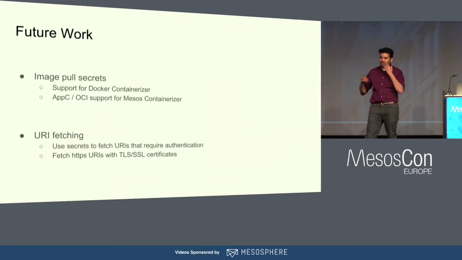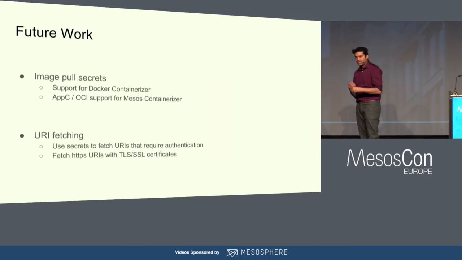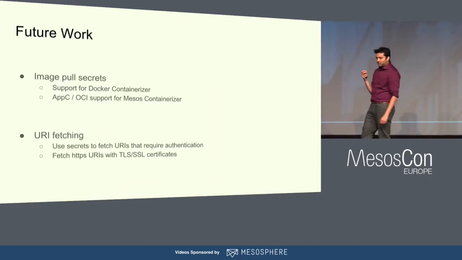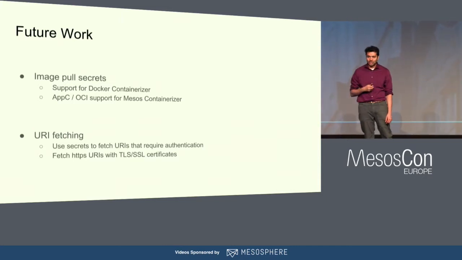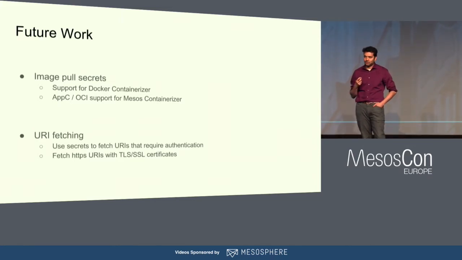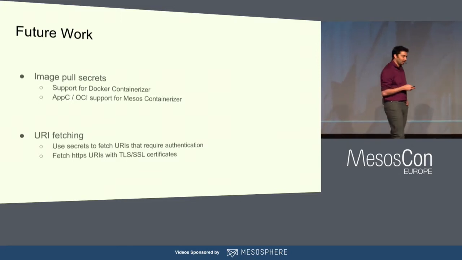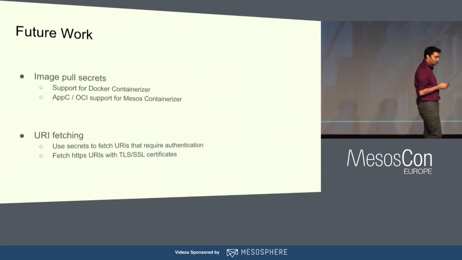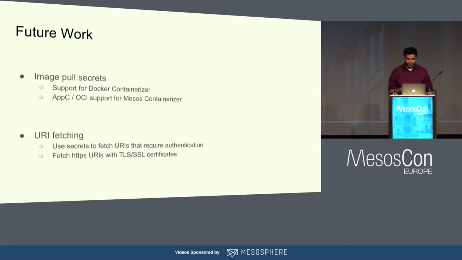So now that we have this secrets mechanism, this first-class primitive, we actually want to be able to use that for fetching authenticated URIs as well. So we are going to add that support in the future for URIs, and the secrets are going to be the mechanism by which someone could pass credentials for fetching URIs. So that's something that we are looking forward to. Hopefully we'll get time to implement it at some point.